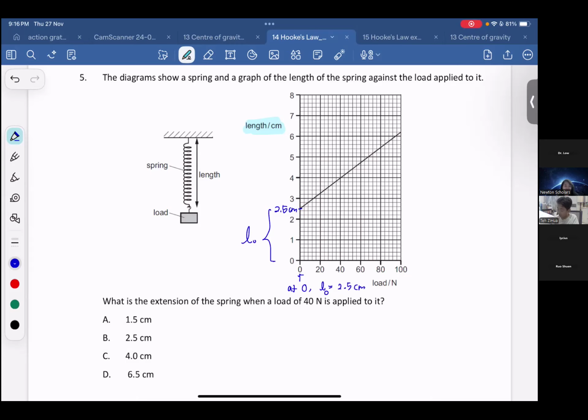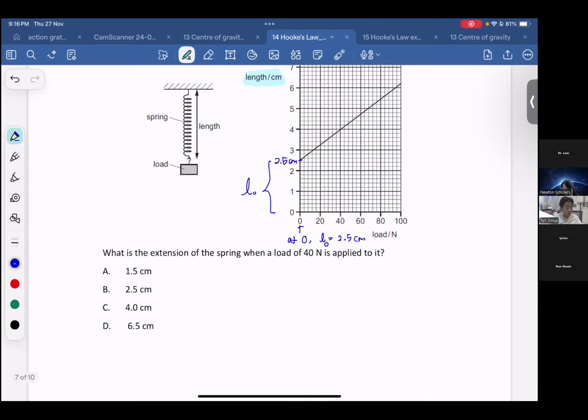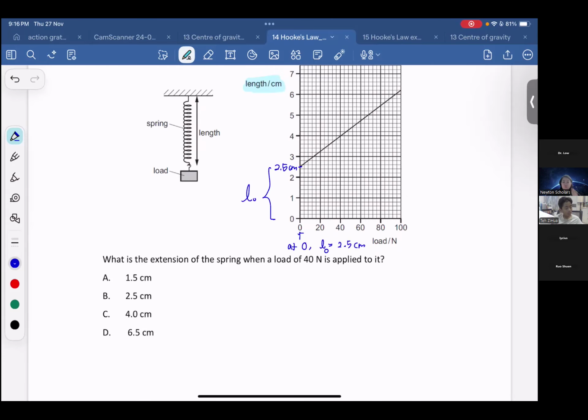But for this one, we didn't count the extension for you. We're starting from the length. We measure the length. Okay. So here, what is the extension of the spring when the load is 40 Newton? Okay, 40 Newton, what is the extension? Calculate and then tell me. Correct, Angeline. How about others? 40 Newton.